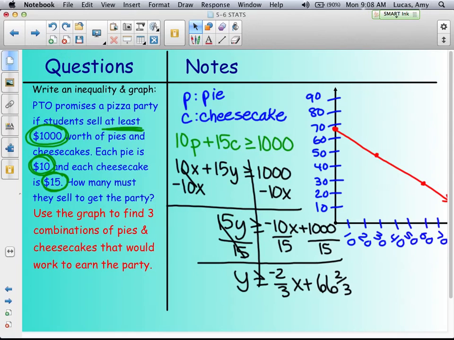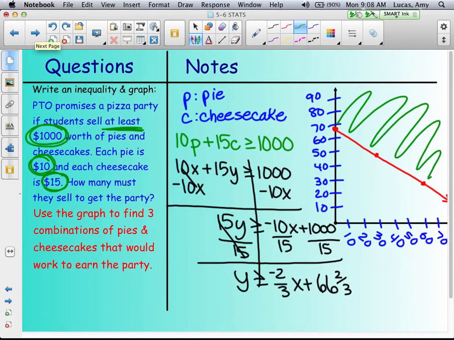Okay, now we need to pick 3 combinations of pies and cheesecakes that would work in order to earn the party. So if we're going to earn greater than or equal to $1,000, we have to select something up here. So I am going to say, on my x-axis this is pie, and then the y-axis this is cheesecake.